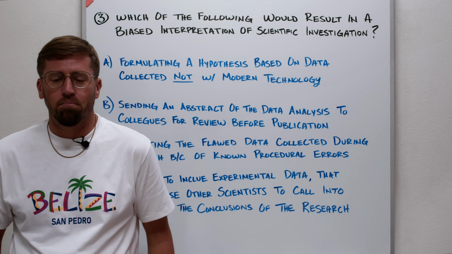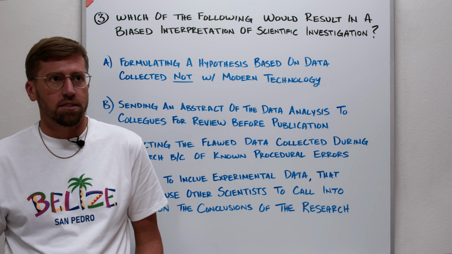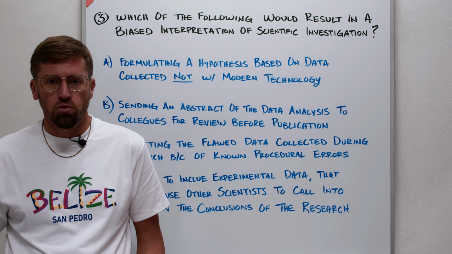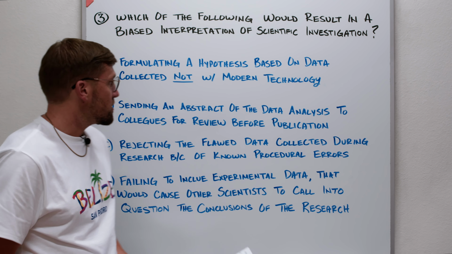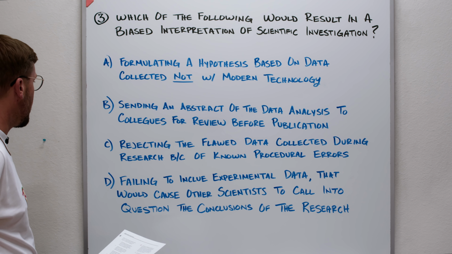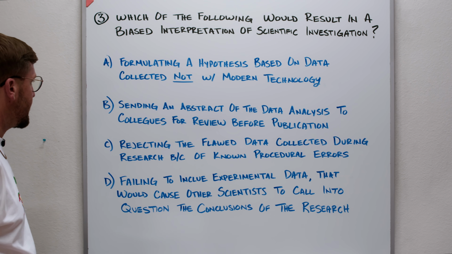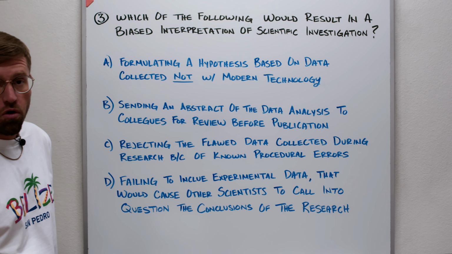It's important to know that bias is not random, right? It's a consistent tendency to deviate from the truth. So let's go through and see if we can apply that to options A through D. Once again, let's apply the test taking strategies. Let's see if we can eliminate any wrong answers.